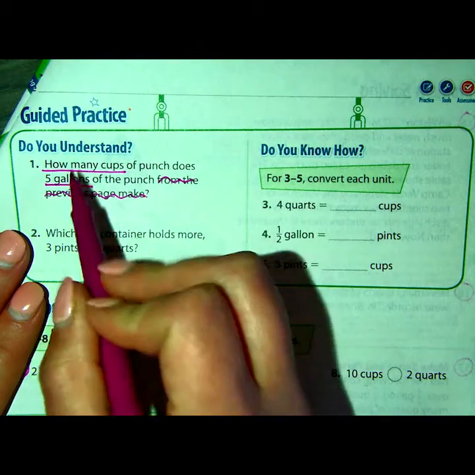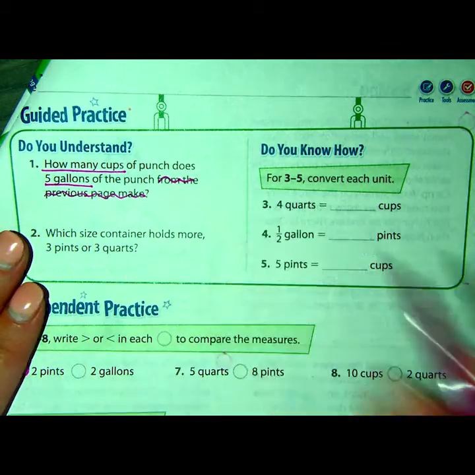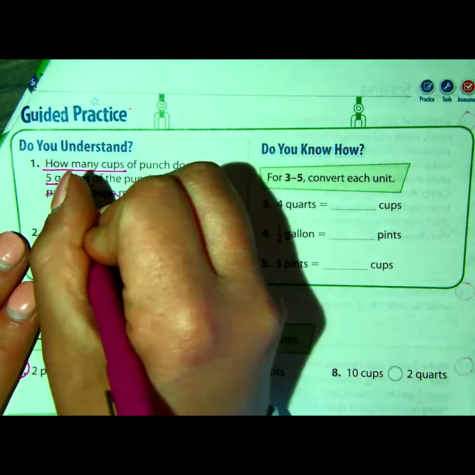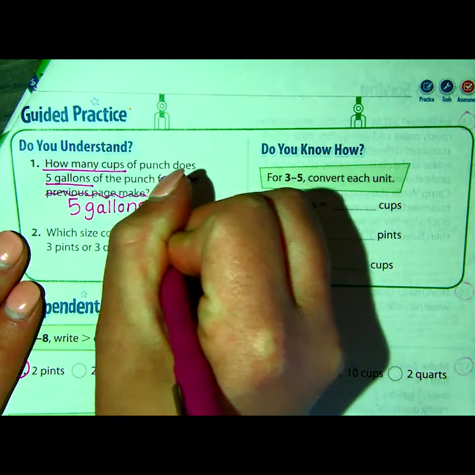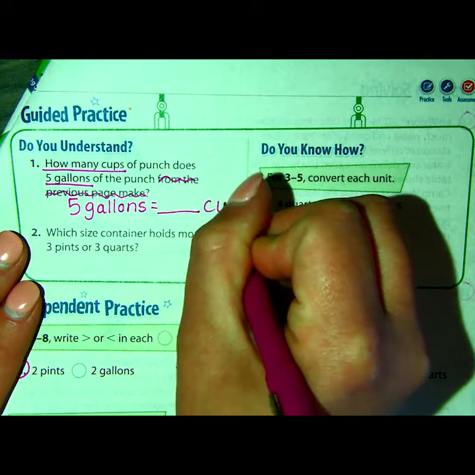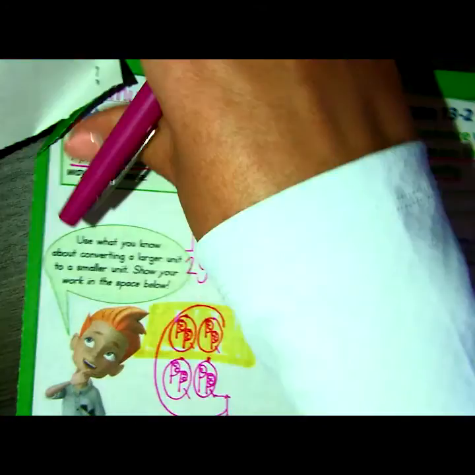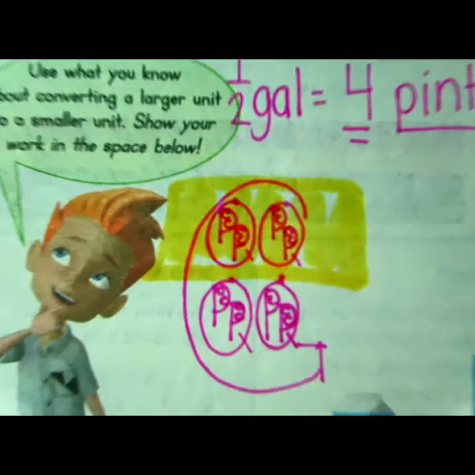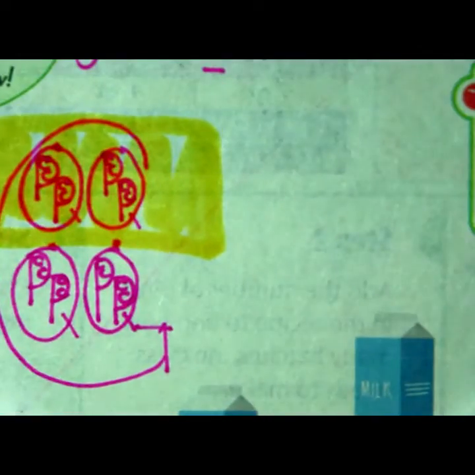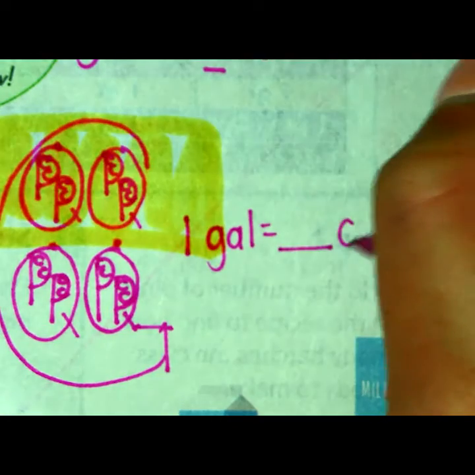How many cups of punch does 5 gallons hold? So right now we're switching 5 gallons to how many cups? Well, if we go back to the previous page where Mrs. Body drew the Land of Gallon, we need to find out first how many cups are in 1 gallon. So 1 gallon is equal to how many cups?